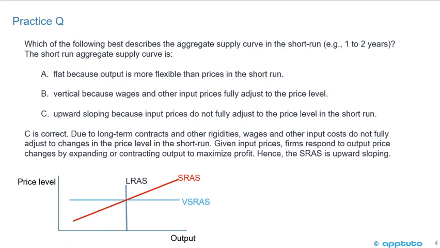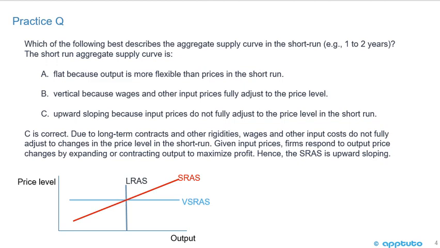That question's not too difficult if you remember your charts. So just remember, y-axis is the price level, x-axis is the output. The horizontal chart is the very short run aggregate supply chart, and the long run aggregate supply is the vertical. So the short run aggregate supply is upward sloping.